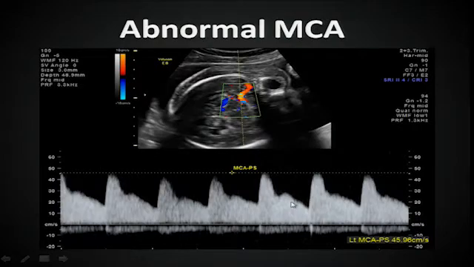Now this is increased flow. This almost looks like a uterine. You should not have this much flow in diastole. That's letting you know that that baby is shunting blood up to the brain. It's in trouble.